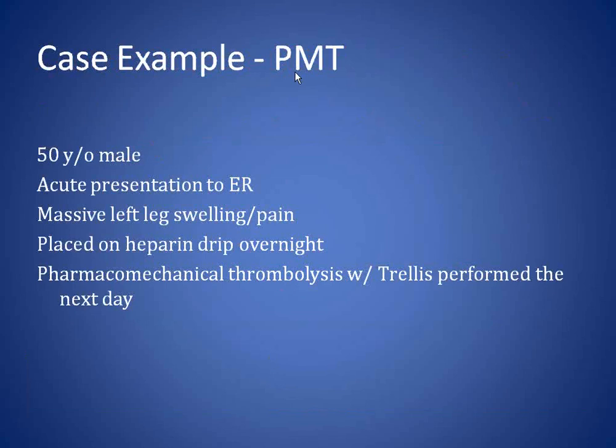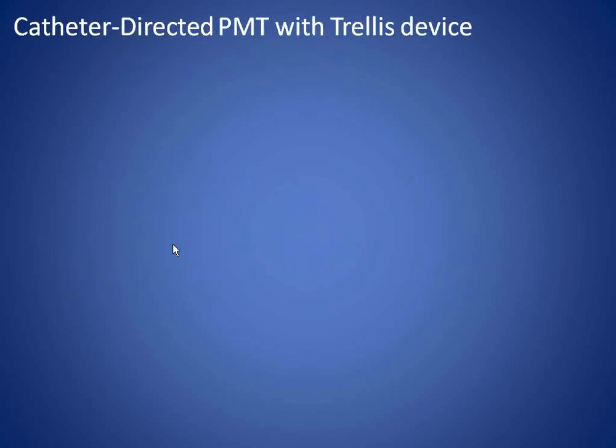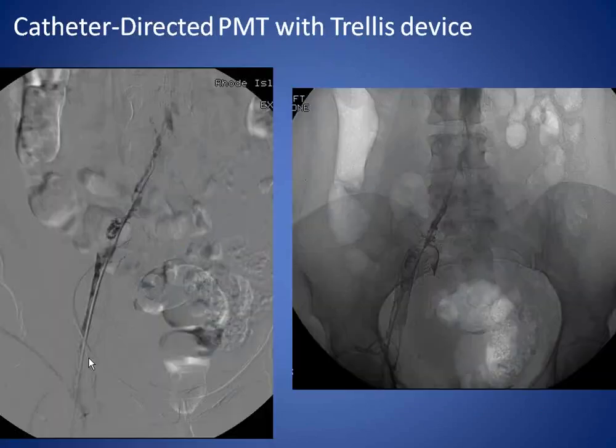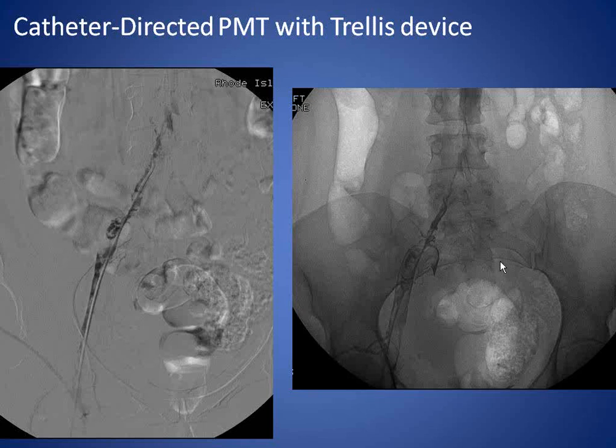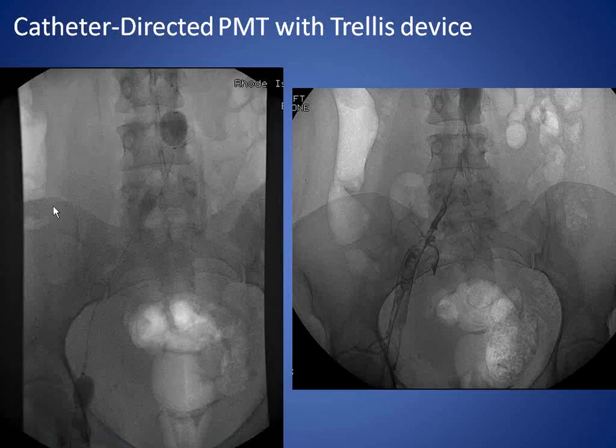This is an example of using one of these devices. A 50-year-old guy came to the ER with massive leg swelling and pain. He was placed on a heparin drip overnight. The next day he came for a venogram and a Trellis device. So this patient, venogram showing clot all the way in the femoral iliac veins, all the way up. Here's some flow in the IVC.